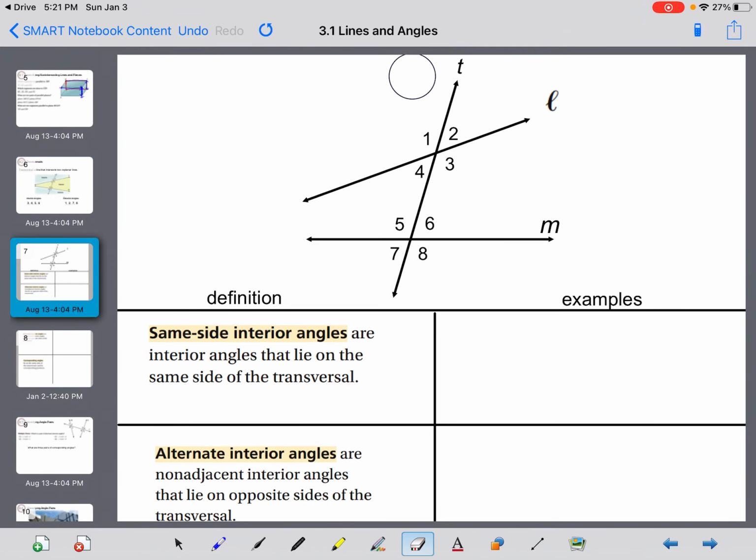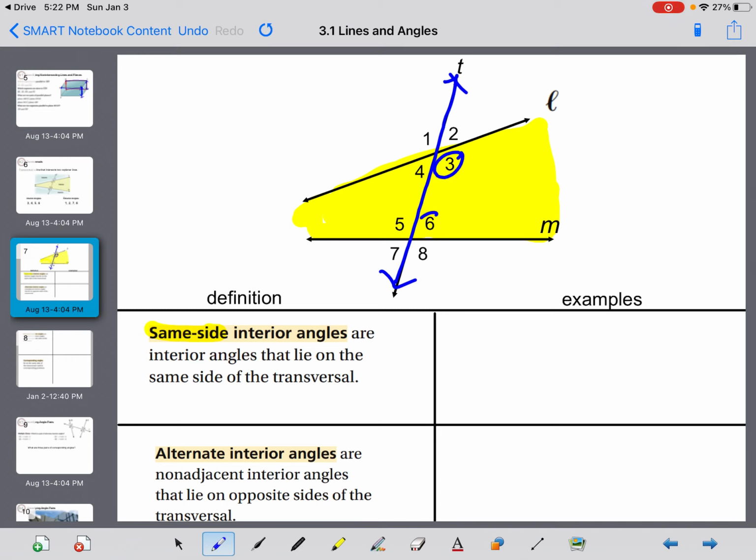Okay, so we have the figure here. We have our transversal labeled T, we have line L and line M, and we have all of our angles labeled. Same side interior angles are interior angles that lie on the same side of the transversal. Remember, interior would be inside line L and line M. And now we're going to look at same side, meaning that they're on the same side of the blue line, the transversal. So we have two options.